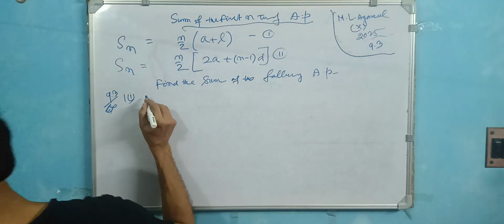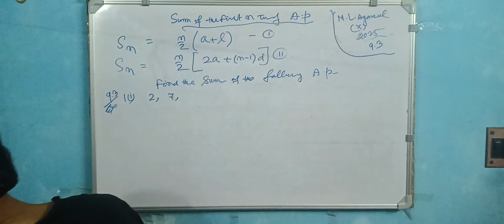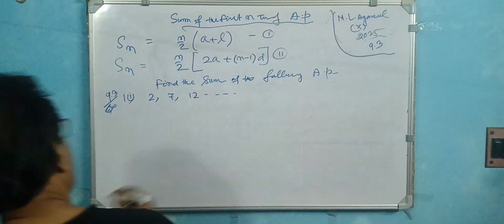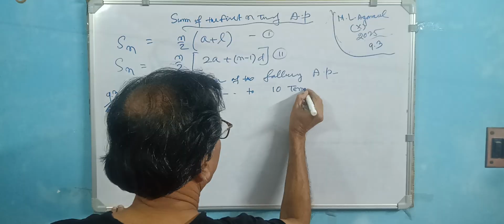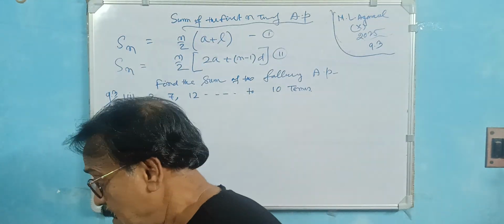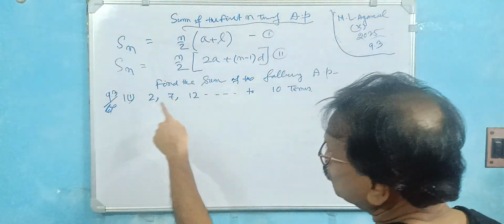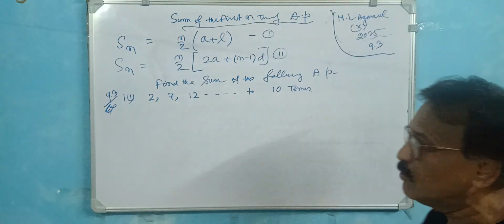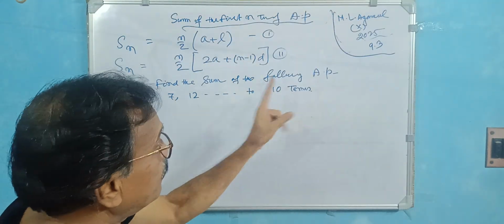Question number 1 is 2, 7, 12, dot, up to 10 terms. Clear? This is the given sum. The AP is 2, 7, 12, dot, up to 10 terms. So what is given here? There is no given last term, but the number of terms is given, 10.